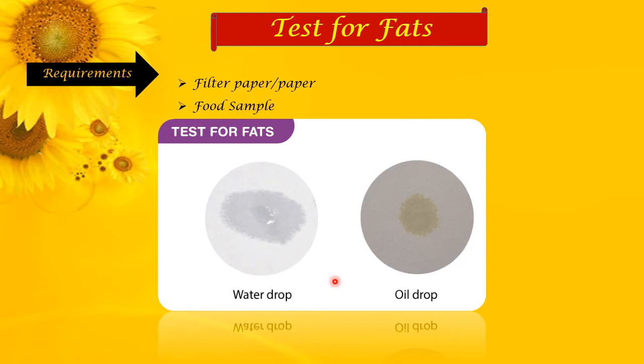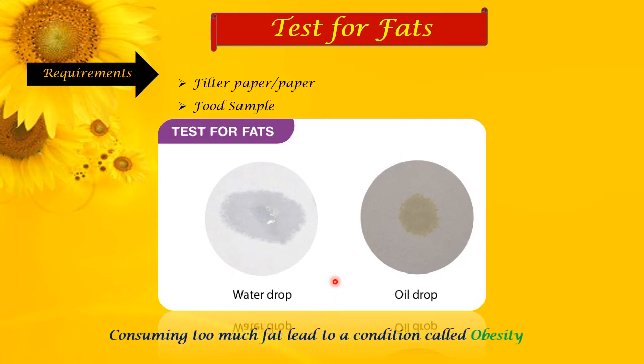If it is any food item that has fats in it, what will happen? Definitely you will be able to see some oil drops or patches. With this you can identify that the food material is rich in fats.